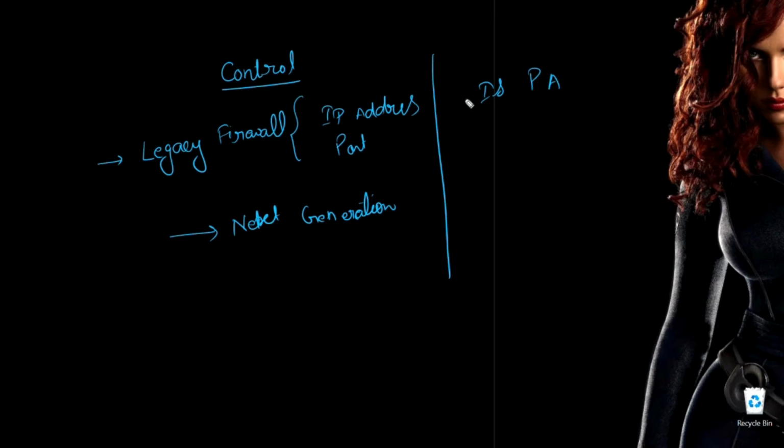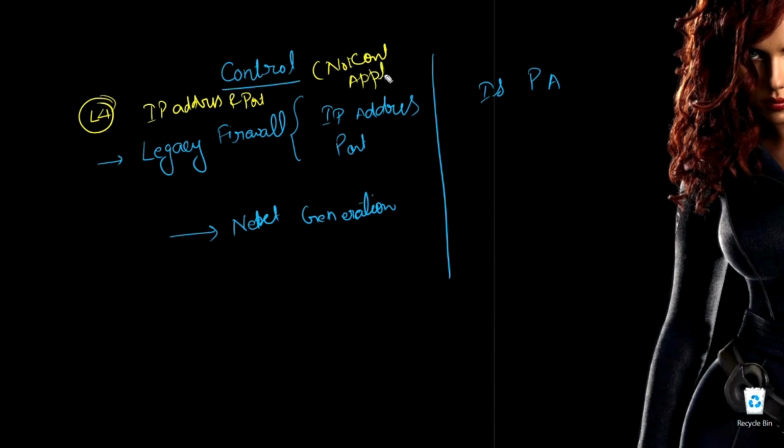Legacy firewalls are the firewalls which give you control up to L4. L4 means layer 4, and I'm talking about the OSI layer, right? Below layer 4, okay, OSI model I'm talking about. So in that case, you have control up to the IP address and the port numbers only. Above that, you don't have any control for the application layer.